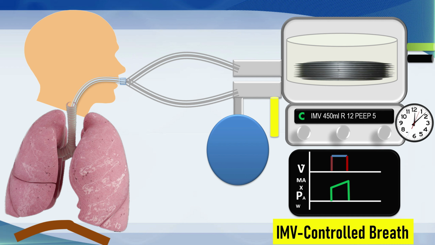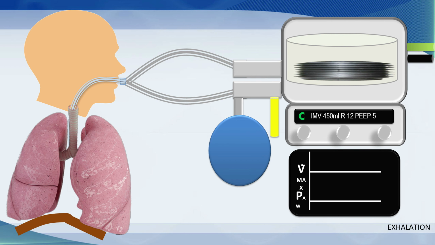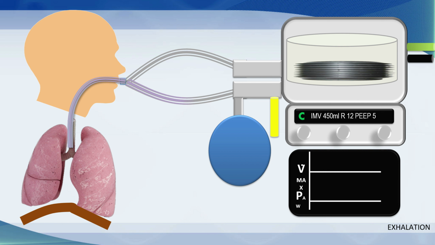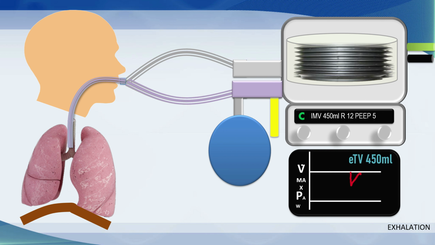But on this particular machine that I've jerry-rigged, you can see there is a square-shaped constant flow waveform and the characteristic shark's fin pressure waveform of a volume cycled breath. So this is volume control, volume cycled breath, and really no different from any other volume control, volume cycled breath. Exhalation, as usual, is by elastic recoil, and as always, we're going to measure the exhaled tidal volume.